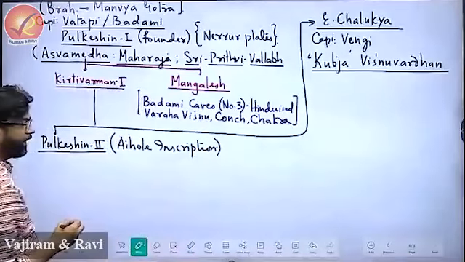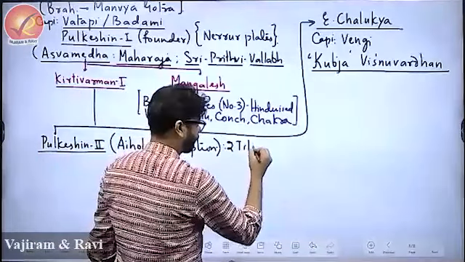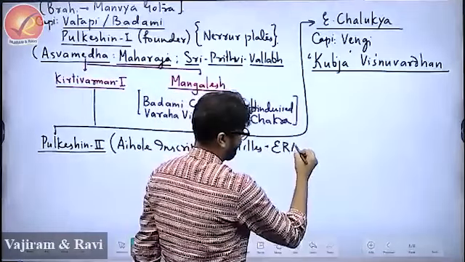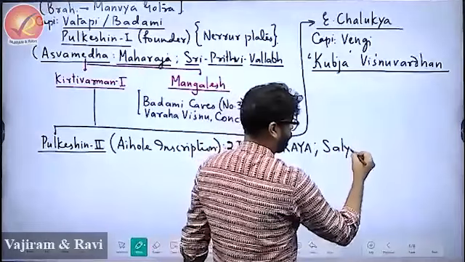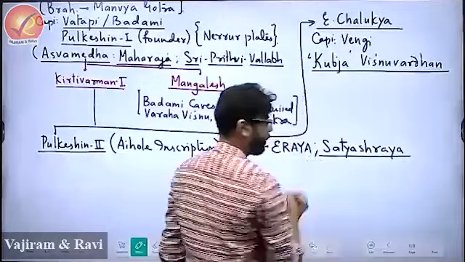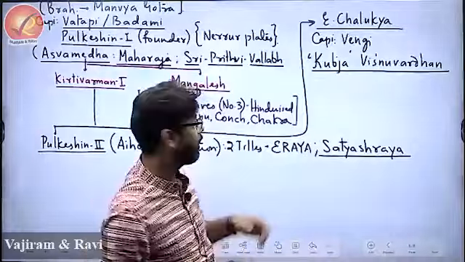In this inscription, he takes two beautiful titles. The first title is Eraya. And the second title is Satyashraya. Satyashraya means name of another child.